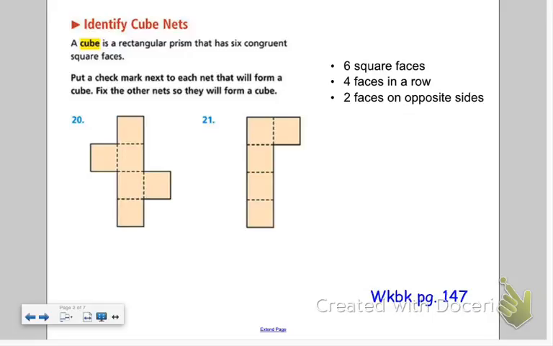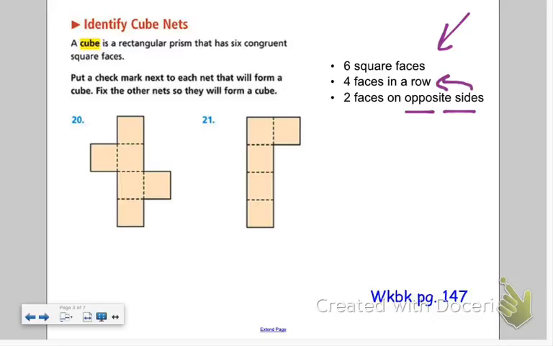What we're going to do on page 147 is we're going to put a check mark next to each net that's going to fold up to form a cube. And then we have to fix the other nets that will not form a cube. Now, something you want to remember, just like we did with rectangular prisms, is that you need to have 6 faces, except obviously they're all going to be congruent square faces. You want to have 4 faces that are in a row, and then you want to have 2 faces on opposite sides of that row.